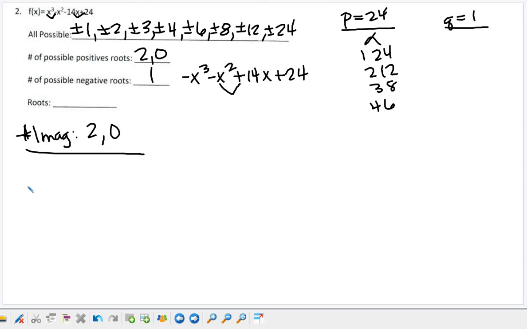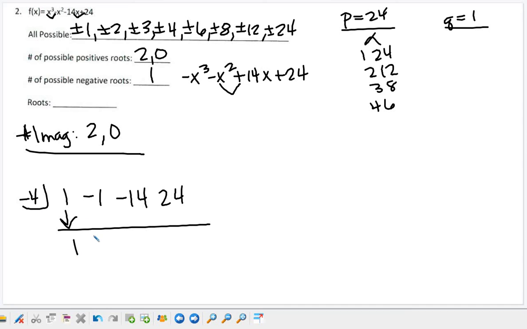I'm going to start with negative 4 again. Just trying to make the video smoother. If I was in class, we would go through and do some more guess and check, but I need to get through, make it a little bit smoother in video form. Okay, so we have 3, 2, 1, and constant, so no missing terms. So 1, negative 1, negative 14, and 24. So negative 4 times 1, add, multiply, add, multiply.